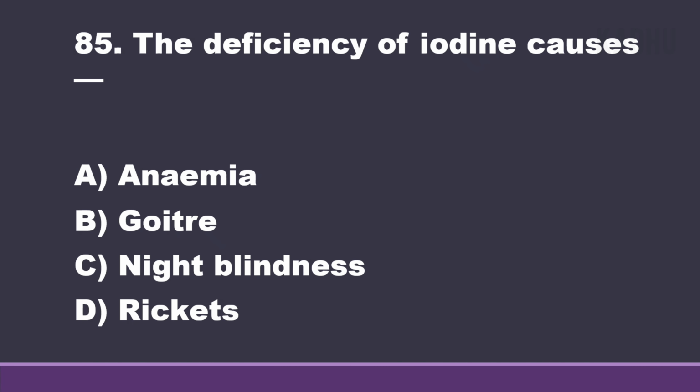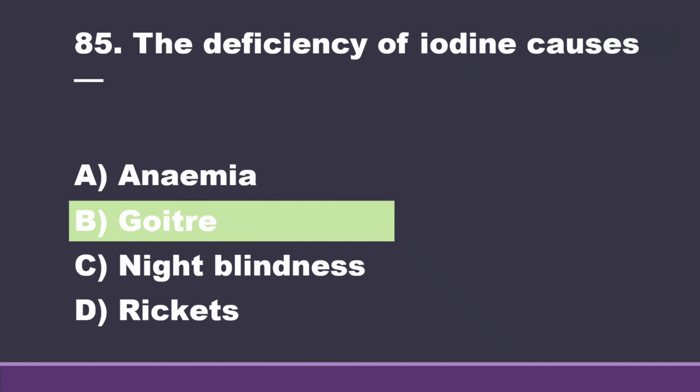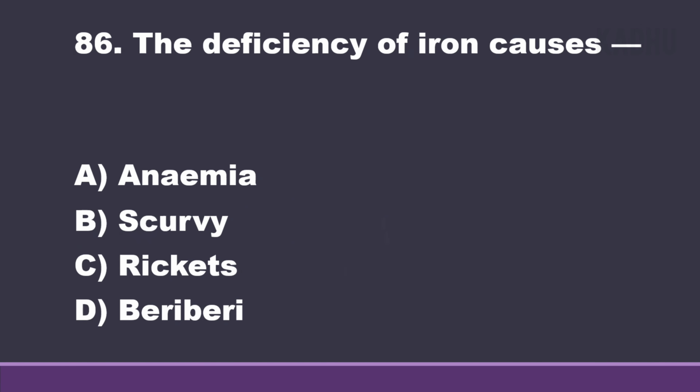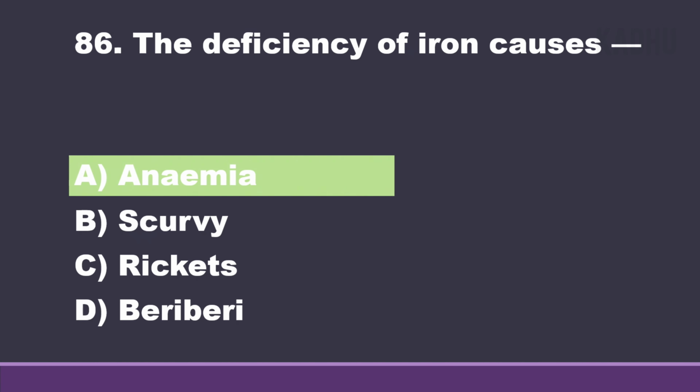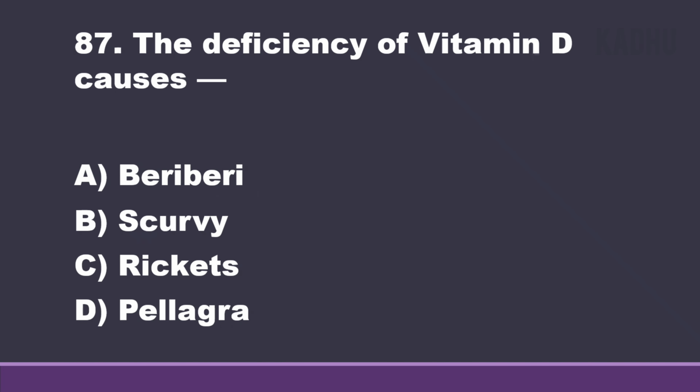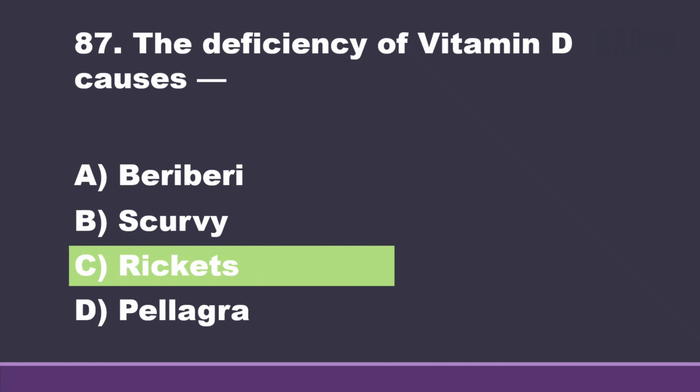The deficiency of iodine causes, so option B will be the correct answer. Goiter. The deficiency of iron causes, option A will be the correct answer. Anemia is caused due to the deficiency of iron. Next question. The deficiency of vitamin D causes rickets. So option C will be the correct answer.